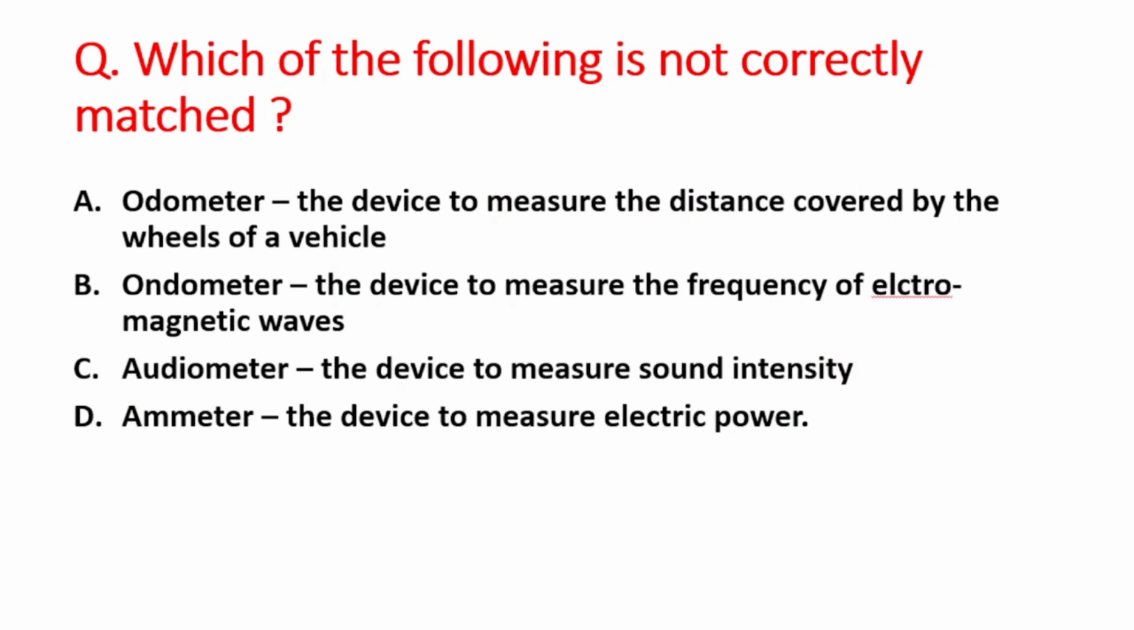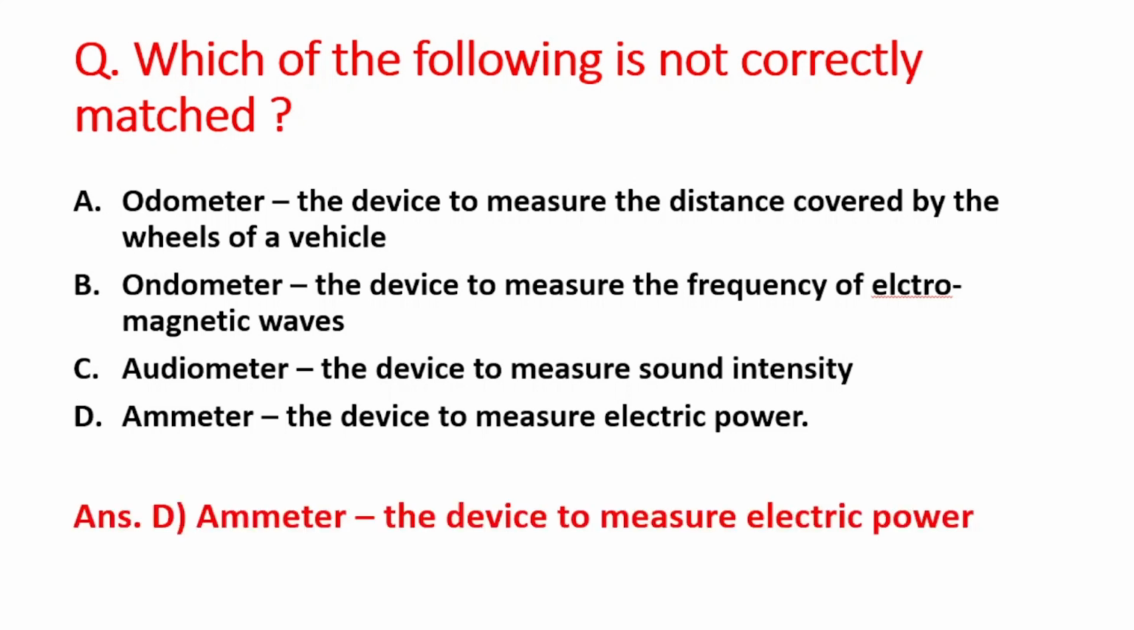Next question is which of the following is not correctly matched? A option is odometer, the device to measure the distance traveled by wheels of a vehicle. B option is odometer, the device to measure the frequency of electromagnetic waves. C option is audiometer, the device to measure the sound intensity. And last option is ammeter, the device to measure the electric power. So you have to find the incorrect one. So right answer is option D, that is ammeter, the device to measure the electric power, because ammeter is used to measure the electric current.